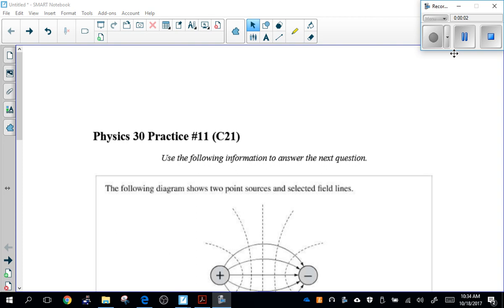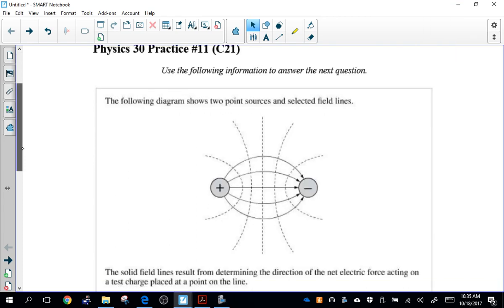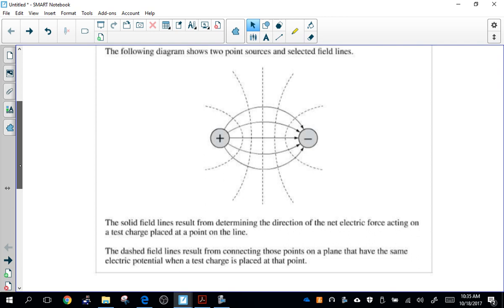Let's have a look at practice question set number 11, all 10 of those questions. We start off with question number 1. It says, the following diagram shows 2-point sources and selected field lines.